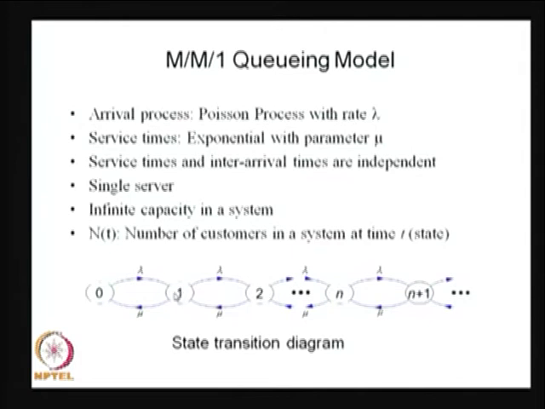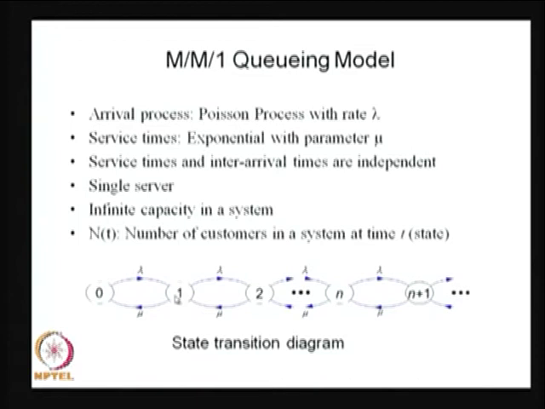Once the system comes to state 1, either one more arrival is possible, or the customer who is under service may finish service. The service time is exponentially distributed with the parameter mu. Therefore, the system goes from state 1 to 0 with the parameter mu. Similarly, from 1 to 2, because the inter-arrival time is exponentially distributed with the parameter lambda, this rate is lambda. Since the arrival follows a Poisson process, in a very small interval of time only one customer is possible, with probability lambda times delta t, and so on.